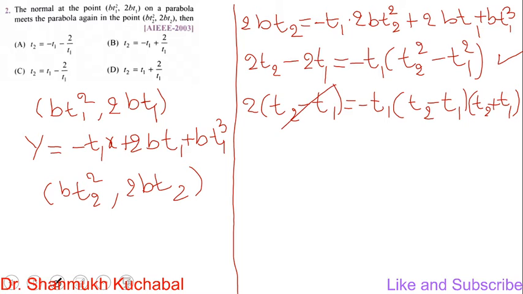See, this and this get cancelled, so we will get t2 solution as minus t1 minus 2 by t1. After simplifying we get this. So clearly option A is the right answer. You can take a screenshot of this.